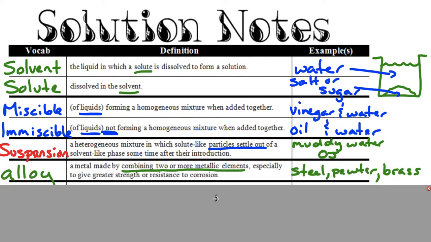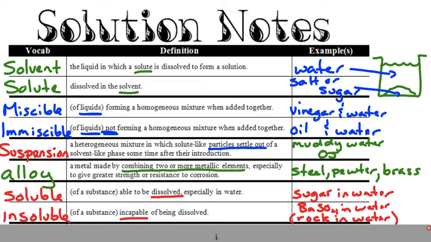An alloy is a solution, and it's a solution usually of two metals. Alloys are really great because you can take two metals and make that new metal even stronger. It takes all the advantages usually of the two metals. So some examples are steel. That's why we can have these huge skyscrapers because of the strength. Pewter and brass are some other examples of alloys, that they're actually mixtures of other metals.